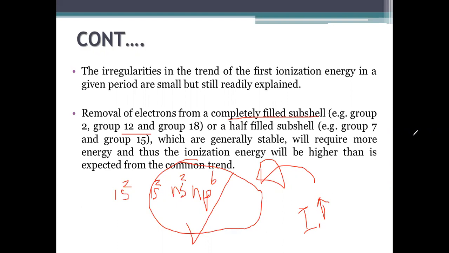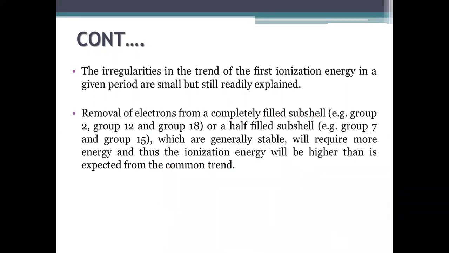If you have a half-filled subshell, you will say s1, np3, nd5. This is the half-filled shell. That also shows somewhat higher stability compared to the other states. So you have to provide more energy to remove one electron because of the stabilization.